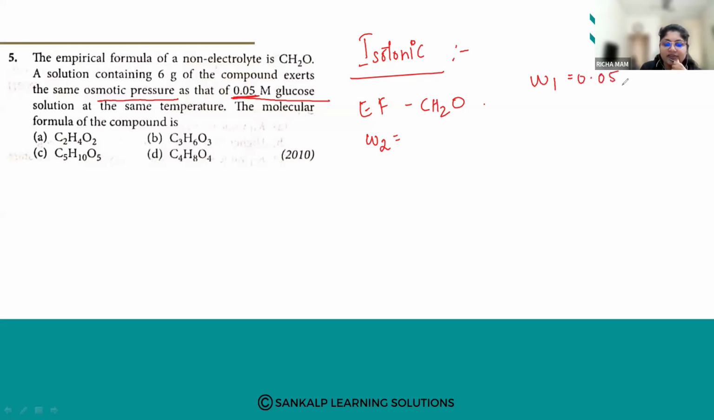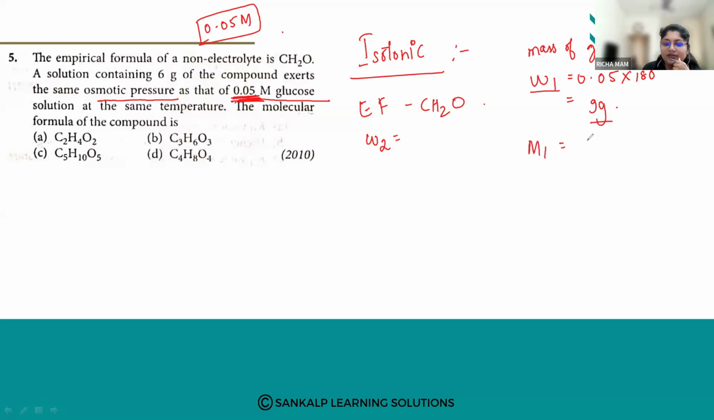How to calculate the mass? They have given molarity, 0.05 molarity, not mass. So we have to calculate the mass. We can calculate it as molarity into molecular mass. The molecular mass of glucose is 180. So 0.05 into 180 is 9 grams. So the mass of the glucose, W1, is 9 grams.